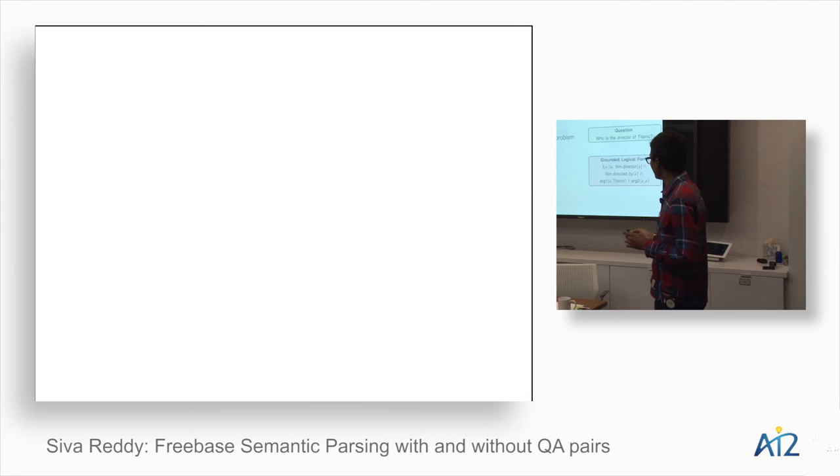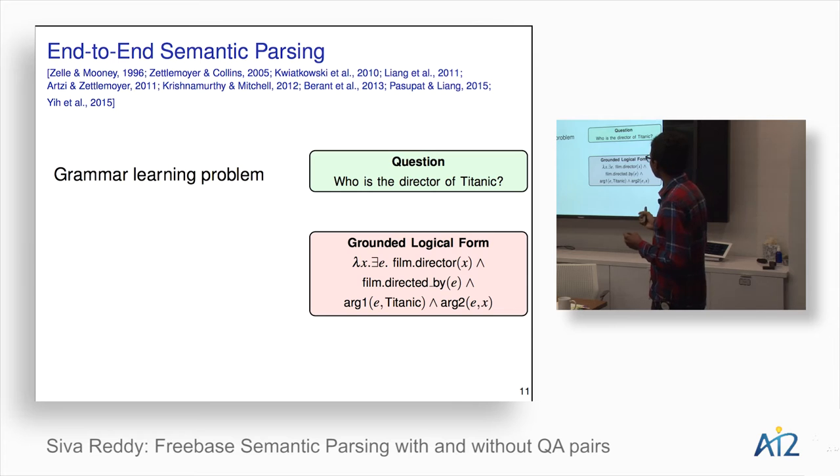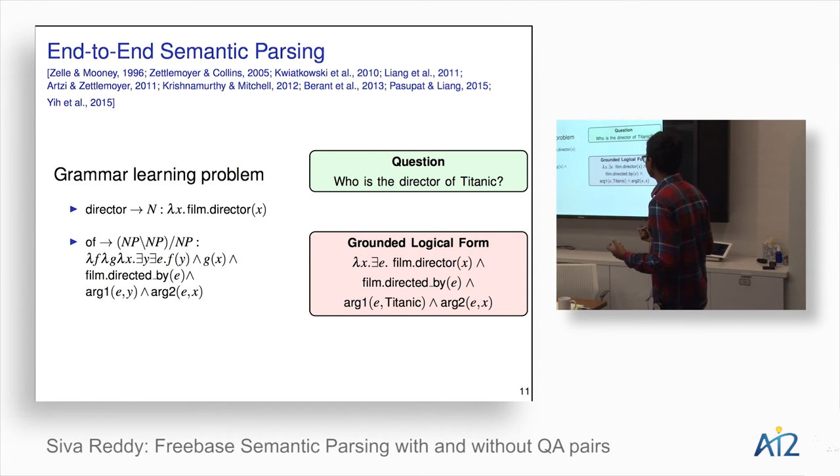Coming to the modeling part, people have treated semantic parsing as an end-to-end task, where you are given a question and a logical form, and you try to learn a grammar that converts the question to the logical form. In this case, you say the word director in natural language corresponds to the predicate film.director in Freebase, and you have some syntactic category saying director is of type noun. This is modeling using CCG, but you could use any of your favorite formalisms. Similarly, you have the word "of" in natural language, which has pretty complex semantics in this case.